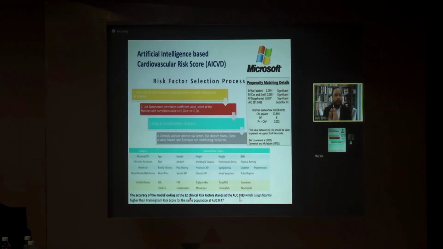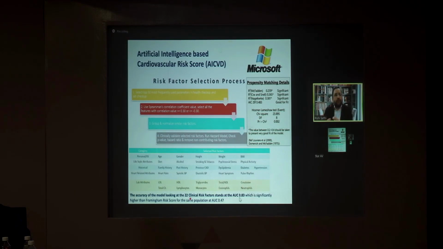Now, of course, there are many, many artificial intelligence-based cardiovascular risk scoring systems that are now available globally, but I would speak only about one of them that I have personal experience with, and this was developed by Microsoft in conjunction with Apollo Group of Hospitals, as well as a consortium of academic institutions from across the world, from Europe, Australia, US, and in India, two centers that were part of that consortium were All India Institute of Medical Sciences in Delhi and KGMU in Lucknow.